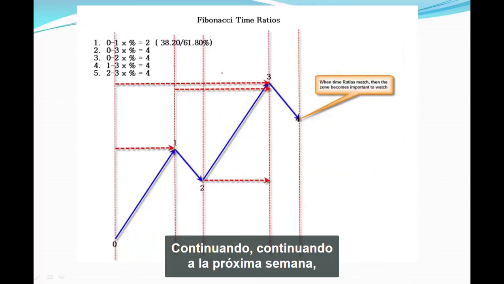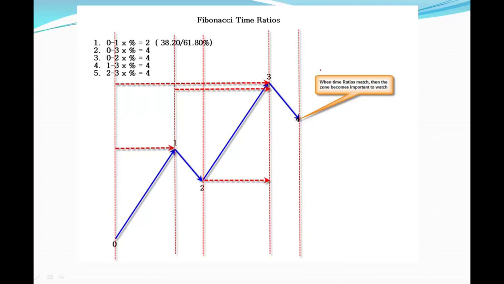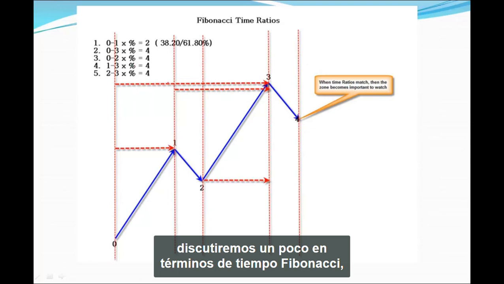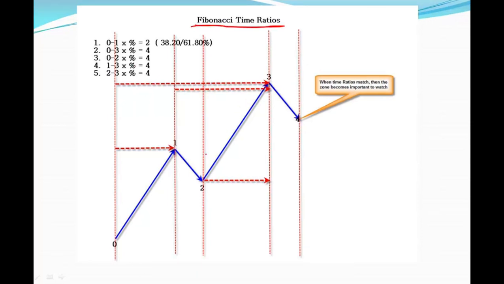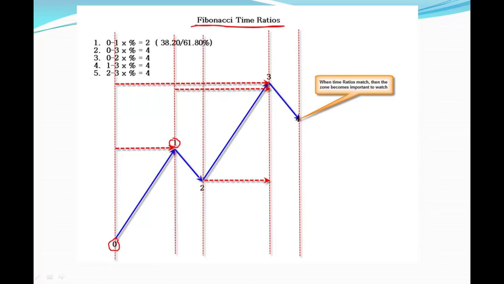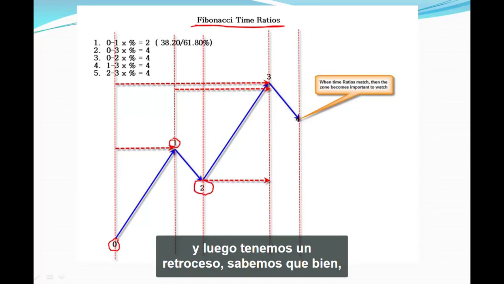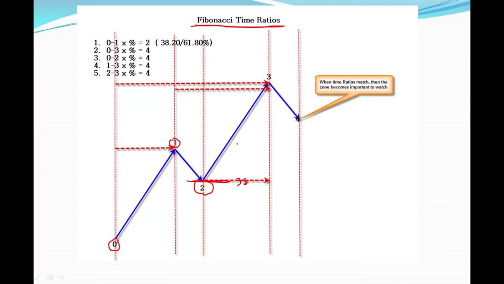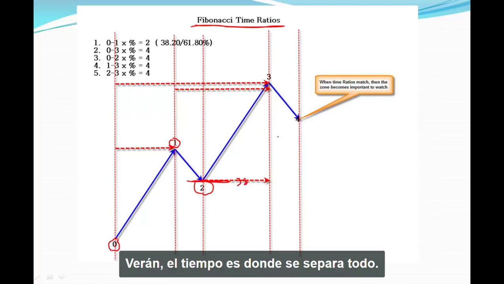Now, going forward into next week, we're going to discuss a little bit in terms of Fibonacci time, because right now, if we look at the low to high, and then we have a retracement, we know that, okay, 38 to 50% retracement, 618, but what about time? See, time is where you separate everything.